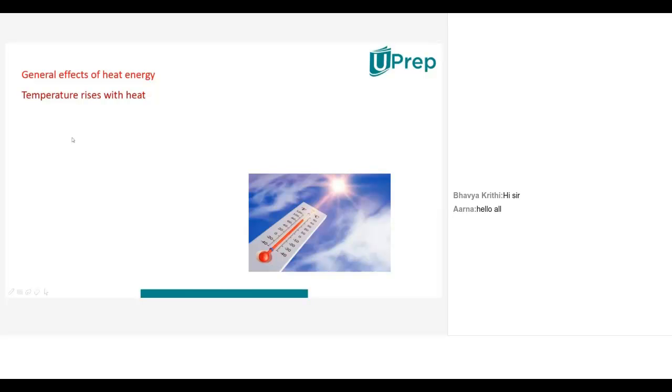Temperature. And try to understand here. Generally, heat energy is a cause. And to that cause, what is the effect? Effect is nothing but temperature. So heat energy is cause, effect is temperature. And if more heat energy, more temperature. If less heat energy, less temperature.